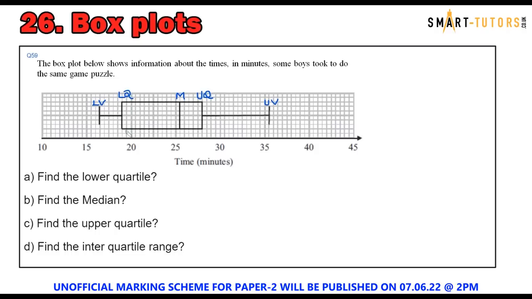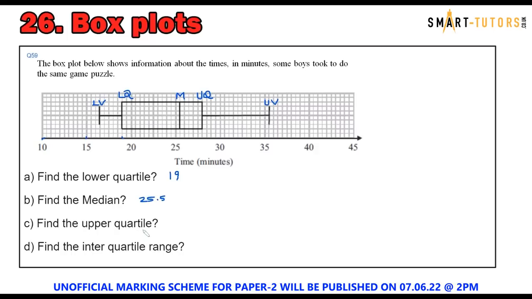Find the lower quartile, that line I need to think between 10 and 15. 10 small boxes is 5 divisions, so every 2 boxes is 1. Every 2 boxes is 1 means this lower quartile is 2 boxes before 20. So that is going to be 19. And find the median. It's going to be 25.5.